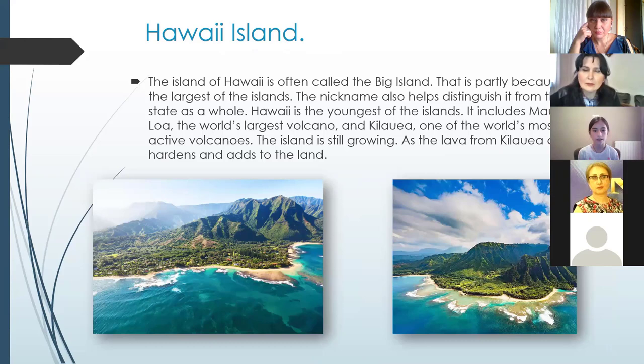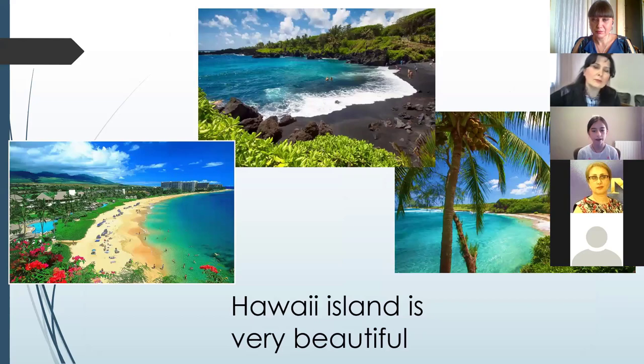Hawaii is the youngest of the islands. It includes Mauna Loa, the world's largest volcano, and Kilauea, one of the world's most active volcanoes. The island is still growing as the lava from Kilauea cools, hardens, and adds to the land. Hawaii Islands is very beautiful.